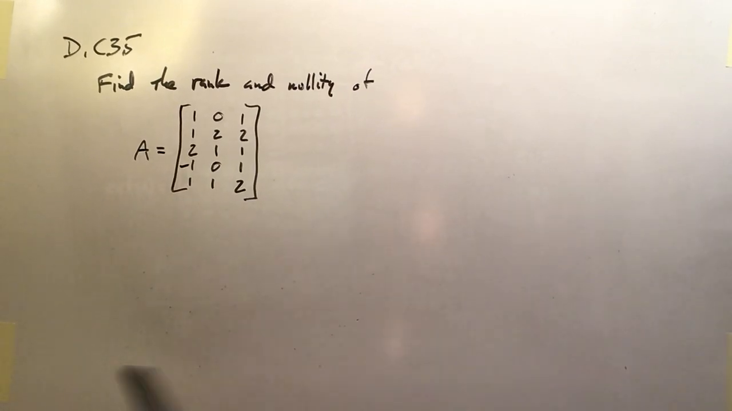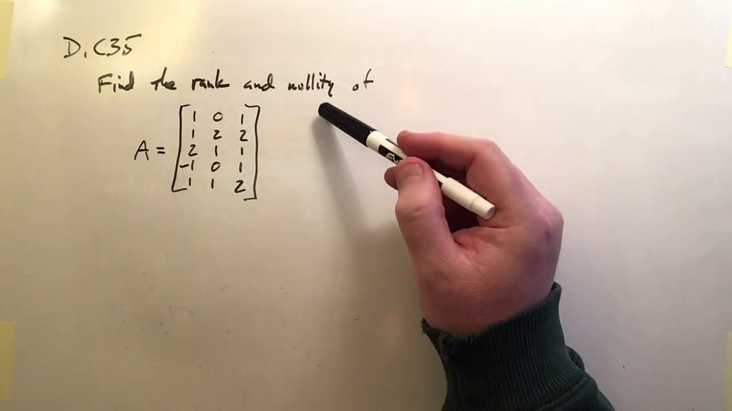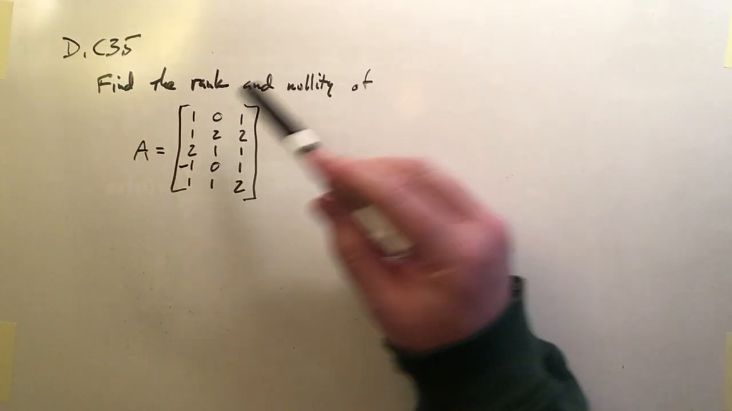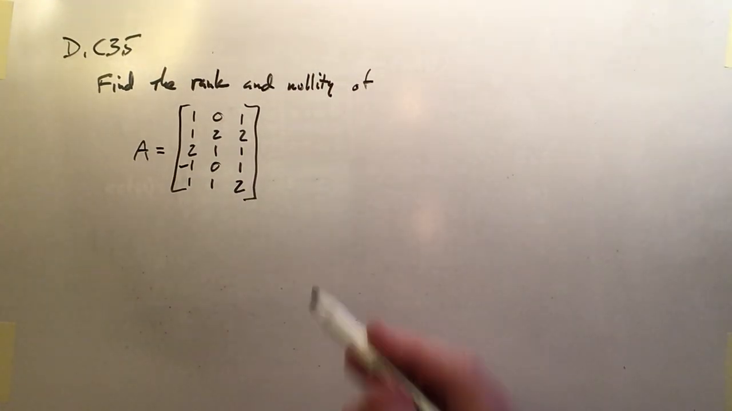I was mistaken in the last video. This is the last sample problem from section D on dimension. And this time we're asked both for the nullity and for the rank. Rank and nullity are related to each other, and let's take a look at what that relationship is.